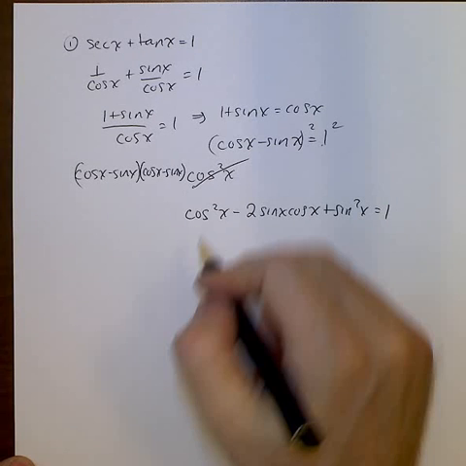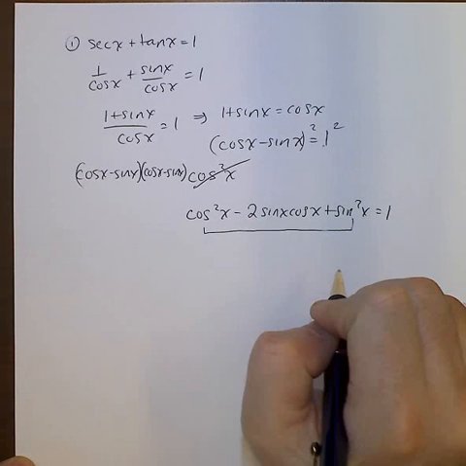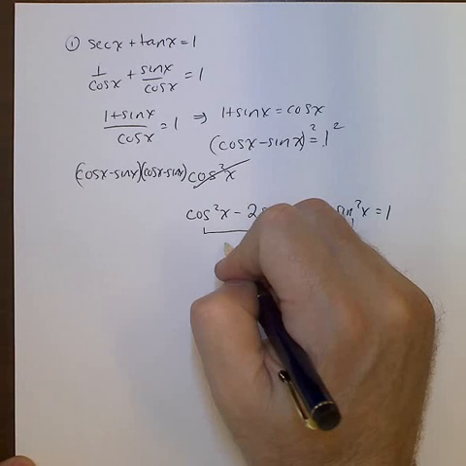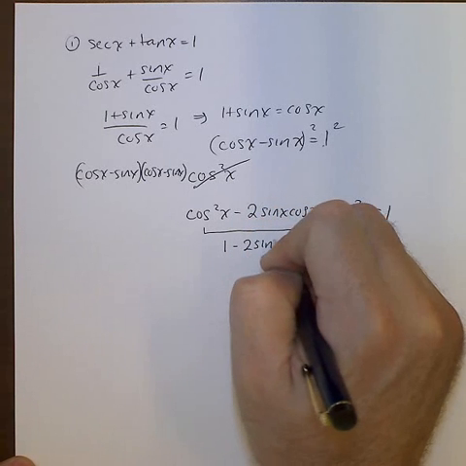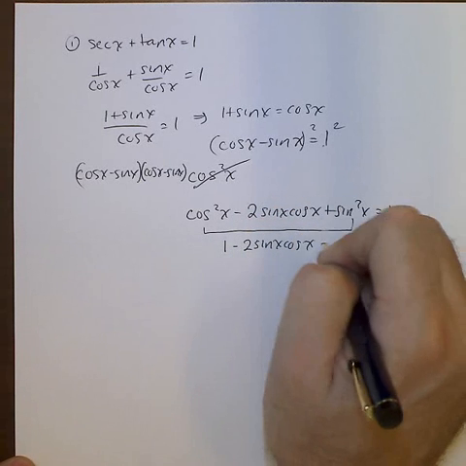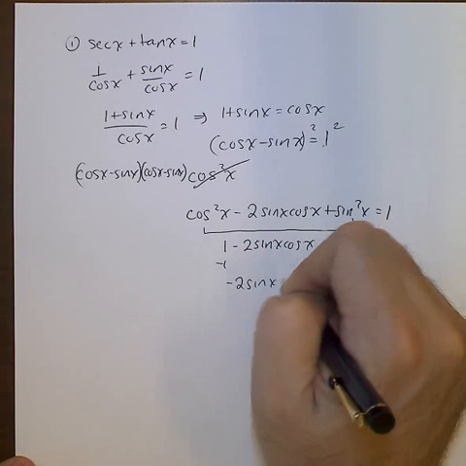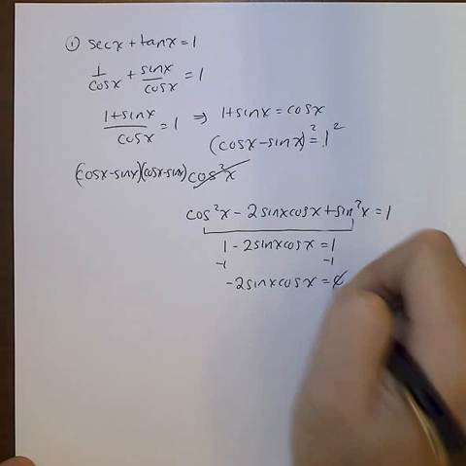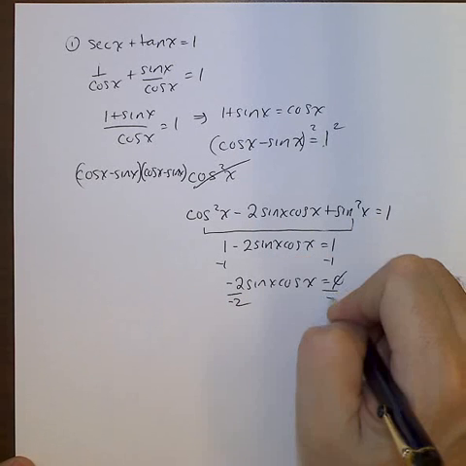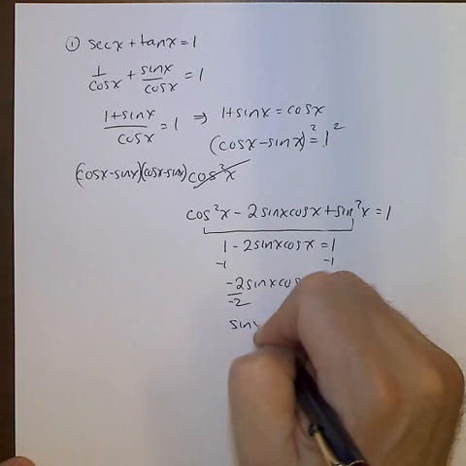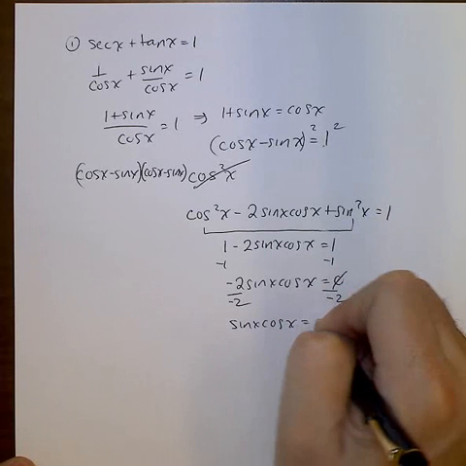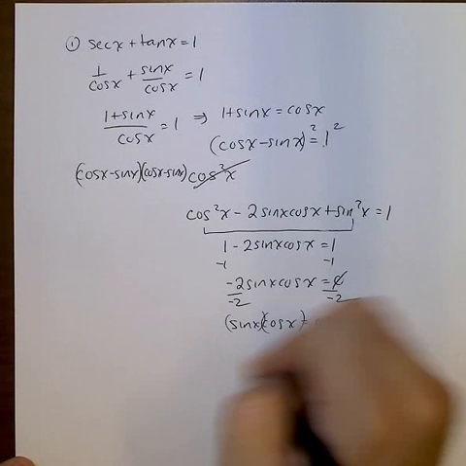Cosine squared plus sine squared is 1. So we'll rename that to be 1. We'll subtract 1 from both sides, and we get negative 2 sine x cosine x equals 0. We'll divide both sides by negative 2. And we'll get sine x cosine x equals 0, at which point you set each of these parentheses equal to 0.